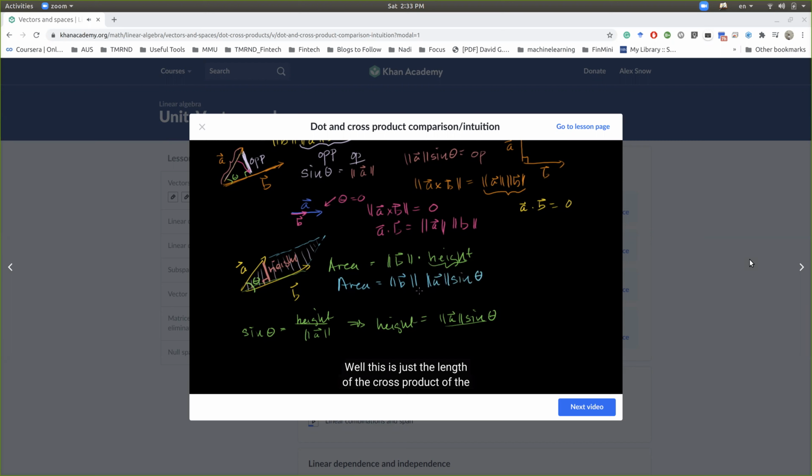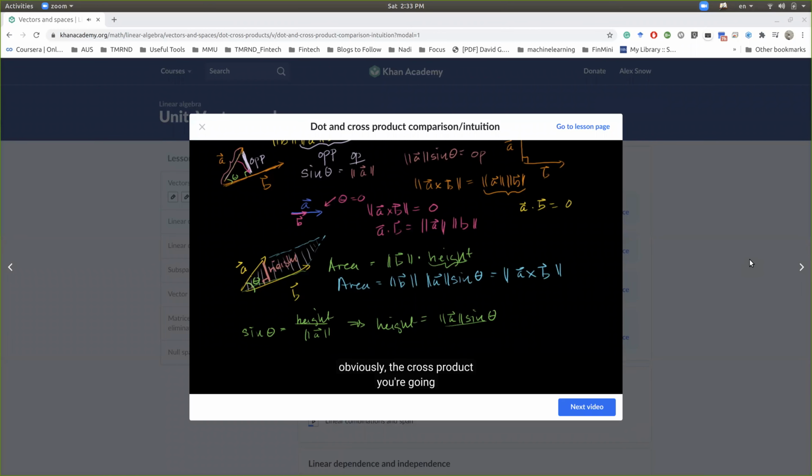Well, this is just the length of the cross product of the two vectors, A cross B. This is the same thing. You can rearrange the A and the B, so we now have another way of thinking about what the cross product is. The cross product of two vectors, or at least the magnitude or the length of the cross product of two vectors.